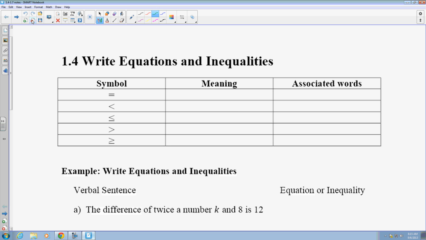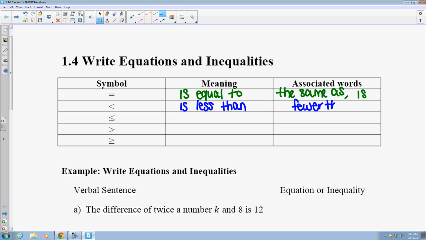So obviously, the top symbol is the equal sign, which means is equal to. And some associated words in a verbal sentence that you might see are the same as, or probably the most common you are going to see is a lot for equal signs. Now, the next one is the less than symbol, so the meaning is less than. Some associated words with that one, fewer than.